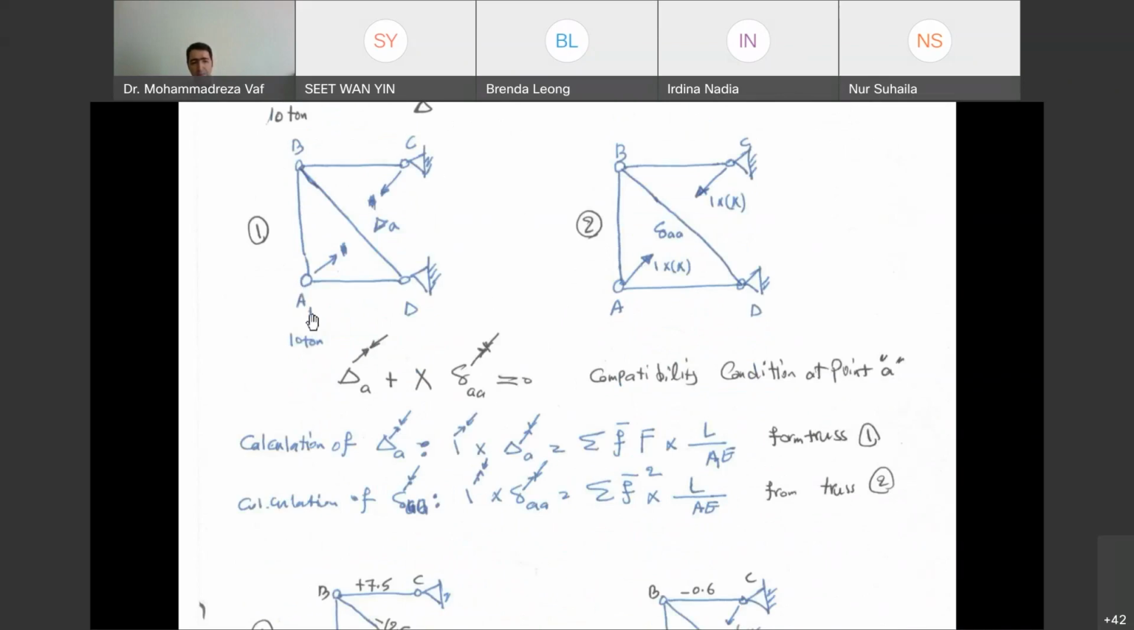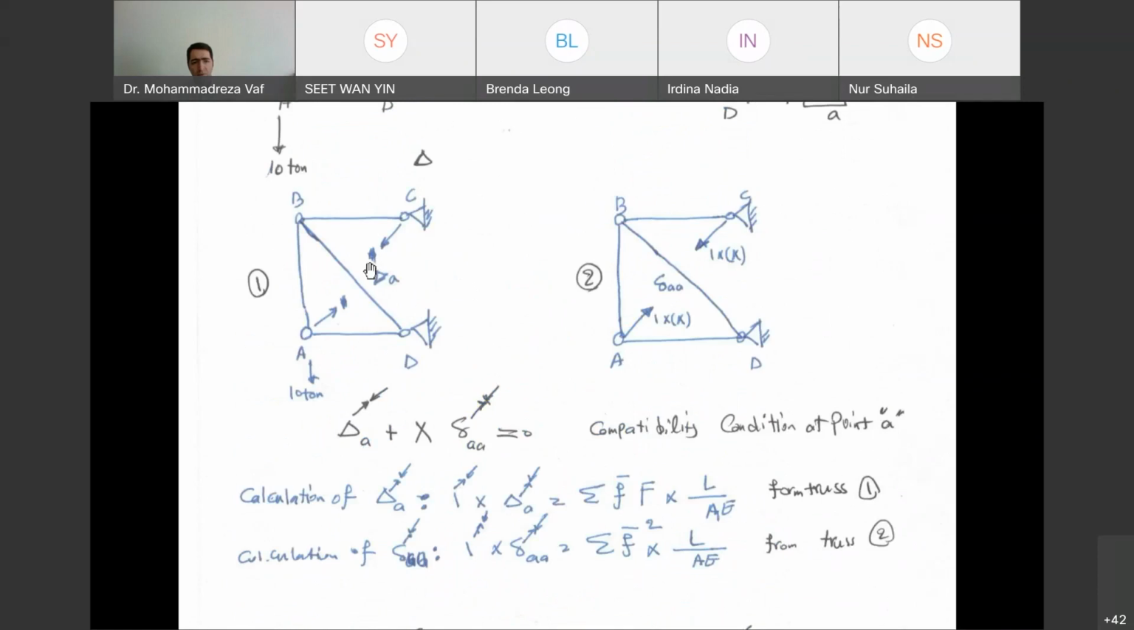Until this 10 ton, don't forget, this is not any force here. This is just to show you delta A. Okay, this is not one. I have just slashed it here. Sometimes I can see you have put in the exam this unit force in both trusses. No, the first truss doesn't have the element, but has only the 10 ton. The second truss doesn't have external force, has only the unit force in that location along the direction.